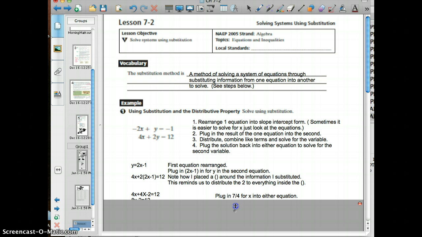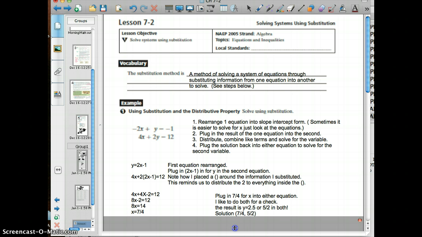the 2, and we get 4x plus 4x minus 2 equals 12. And then we're going to combine like terms and then add 2 to both sides. And then we get x to be 7/4. Yeah, it's not very pretty, is it? How can we check? Well, we're going to plug in 7/4 into both equations here.